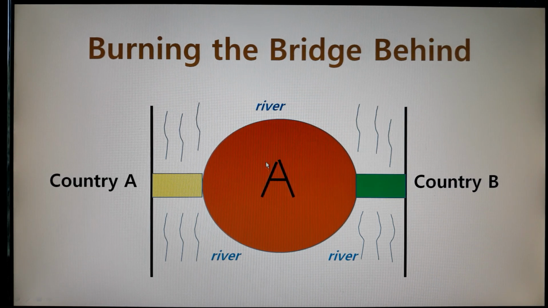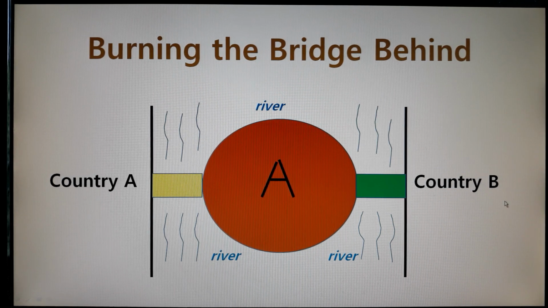Country B thinks this island is country B's. Country A thinks this island is country A's. Almost every country in the world that has a borderline between them has this kind of problem. Whether it's a sea or a river, the island in the middle is always the problem. So this island is occupied by A.